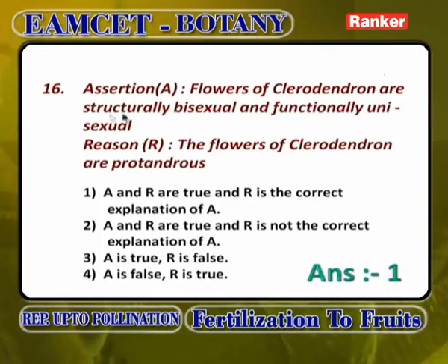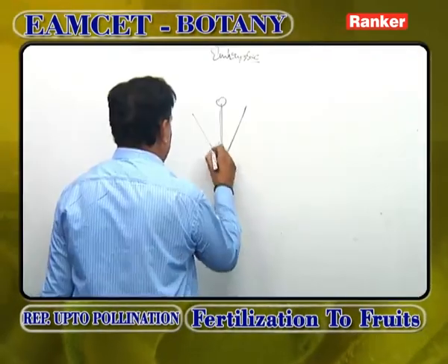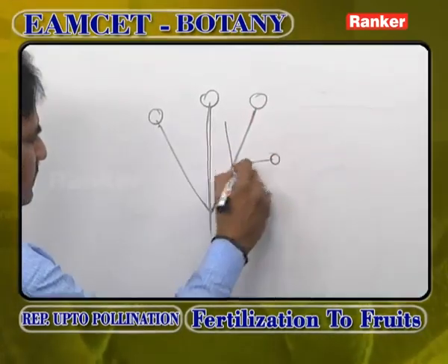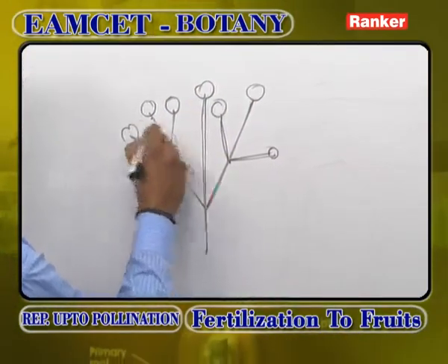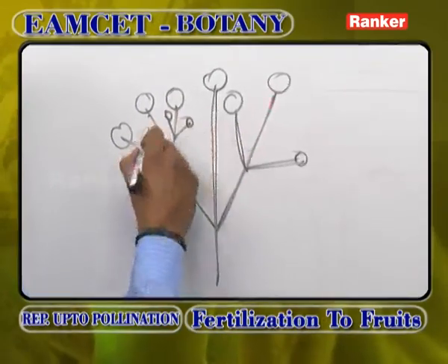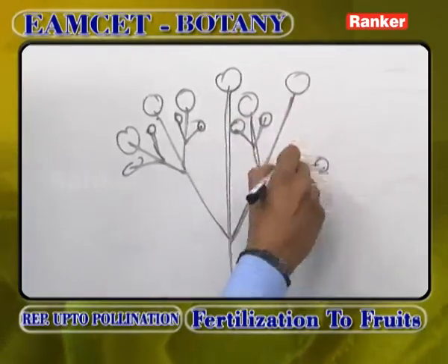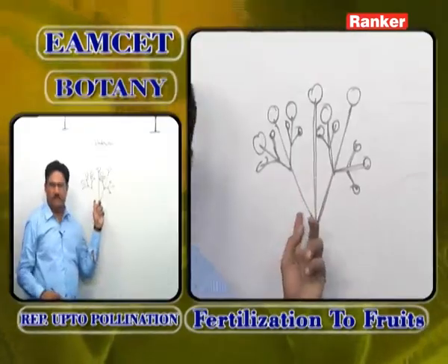Flowers of Clerodendron are structurally bisexual but functionally unisexual. The flowers of Clerodendron are protandrous. Clerodendron, we all know, has a dichasial cyme. The peduncle grows and definitely ends as a flower. From the lower side, 2 lateral branches develop. They also become flowers. The 2 lateral branches again produce 2 lateral branches which also become flowers. Again 2 lateral branches produce 2 lateral branches and they also become flowers. This is a dichasial cyme. So in Clerodendron this is the type of inflorescence.